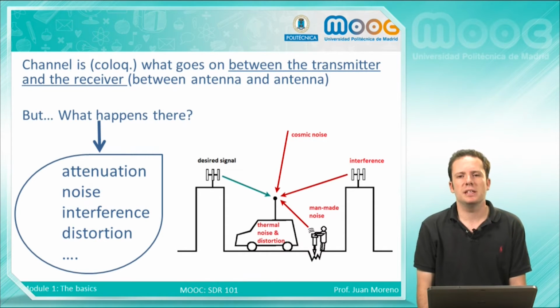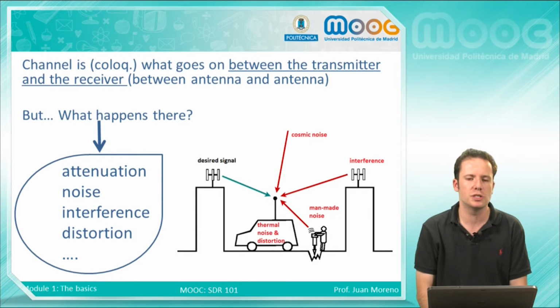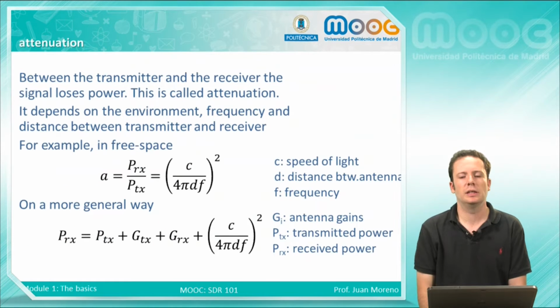The next question is, what happens between the transmitter and the receiver? And the answer is that it happens a lot of things. The signal gets attenuated, it loses a lot of power. The signal gets noisy, the signal gets interfered, and also the signal gets distorted. What's the attenuation? The attenuation is the loss of power of the signal between the transmitter and the receiver.